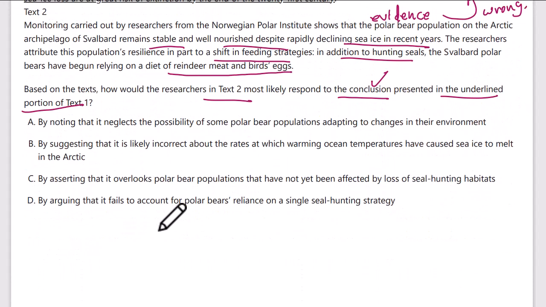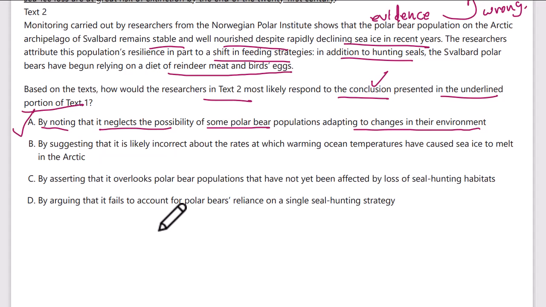Let's see. A, by noting that it neglects the possibility of some polar bear populations adapting to changes in their environment. Text two would note that some polar bears, the Svalbard ones, however you pronounce it, can adapt to changes in their environment. So they can change their diet as a result in this case. So yeah, text one is neglecting that. This looks pretty good. Let's check the others.